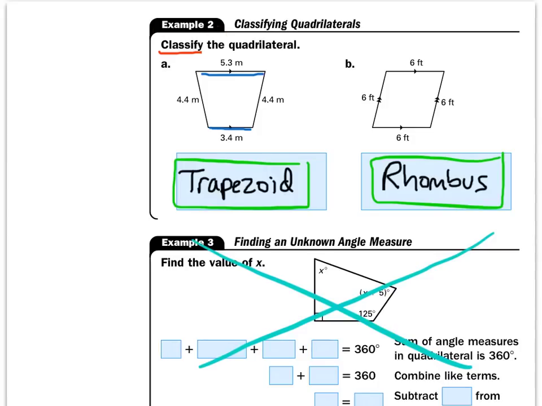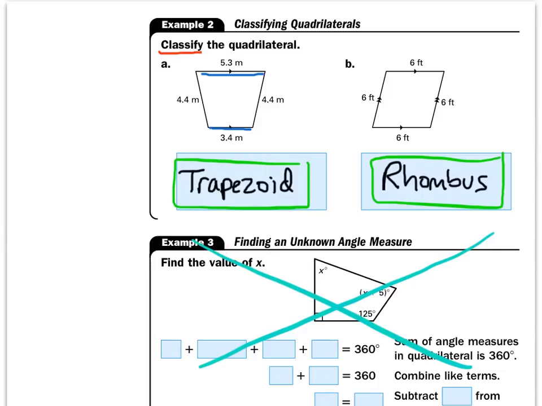Okay, so look at example 2. They just want us to classify. That means name the quadrilateral. And you're supposed to name it with the best name possible. Well, here I noticed that there's a pair of parallel sides. These are called the bases. So this is a trapezoid. And here, it's a parallelogram, but all 4 sides are congruent. They're all the same. So that's what makes it a rhombus.